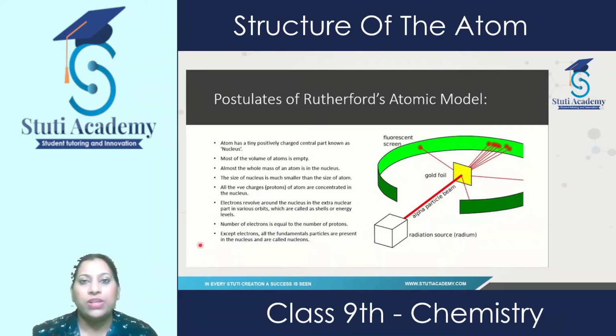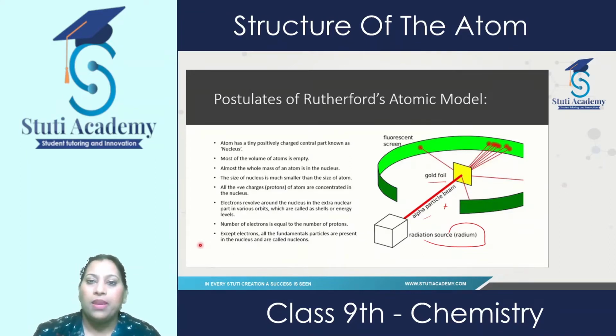The next model that came into existence was Rutherford's. In his model, Rutherford took radium from which he bombarded alpha particles, which were positively charged, and he selected gold foil for his experiment because gold can be converted into a thin sheet, and being a heavy metal, if alpha particles are bombarded on it, they can easily scatter from this gold foil. And he took a zinc sulfide screen.